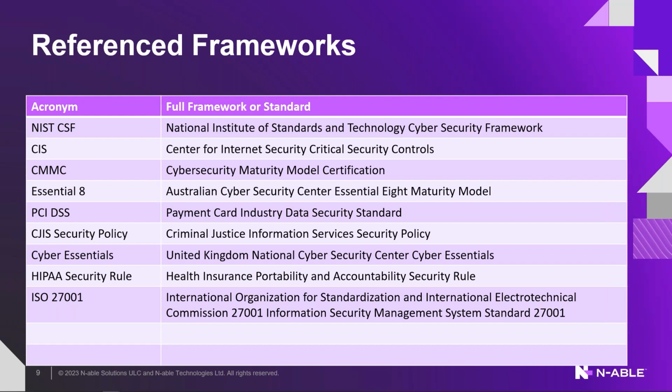There's the HIPAA security rule, which is the Health Insurance Portability and Accountability Act Security Rule. And we'll be talking about it in a reference today. The security rule, not the privacy rule. And then ISO 27001, that is the big enterprise level accreditation for proper security controls. That's the International Organization for Standardization and the International Electrotechnical Commission 27001 series of information security management systems.